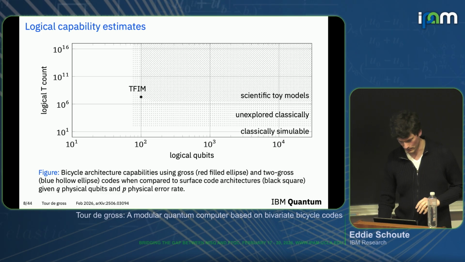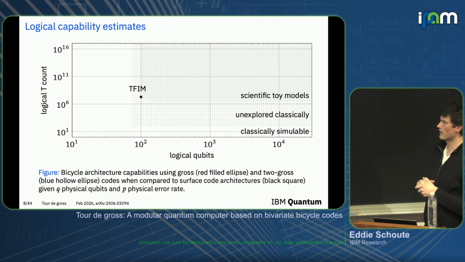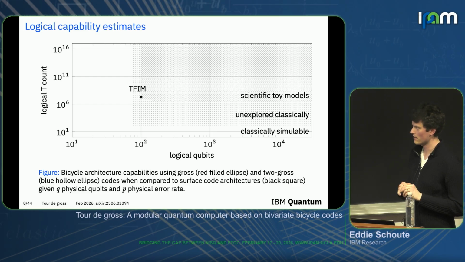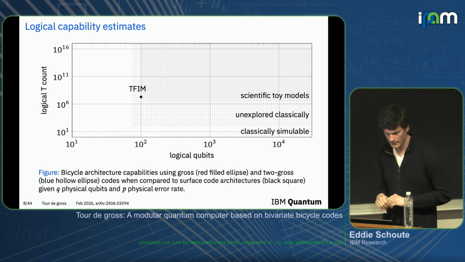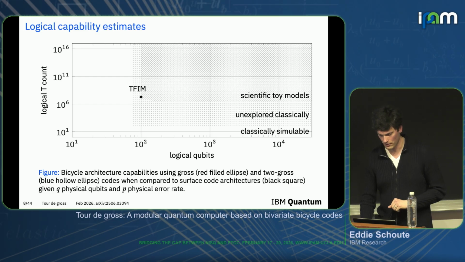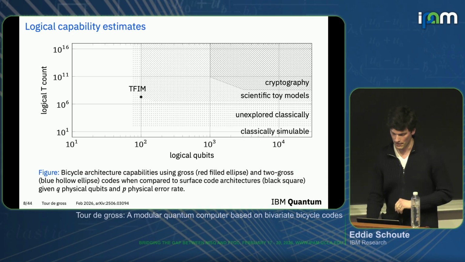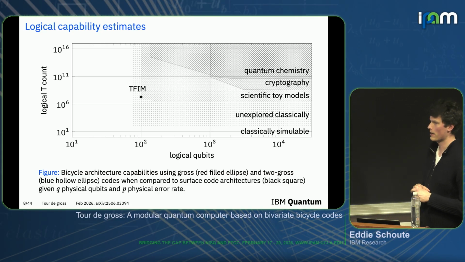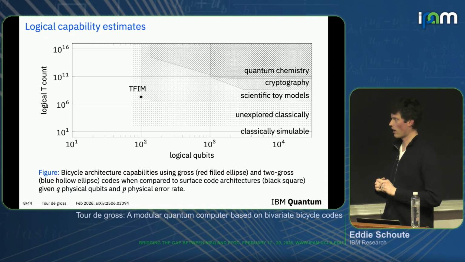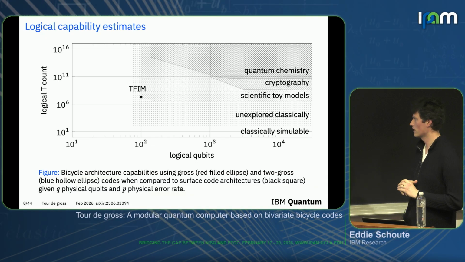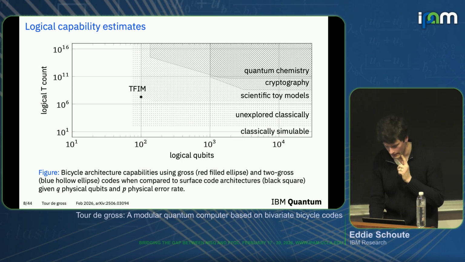Of course, there are special cases, but within that region, we find the scientific toy models. One particular instance is the 2D 10 by 10 transverse field Ising model simulation that we'll look at later. And of course, there are many more such toy models of interest. Then there's the region of cryptography. And finally, we have a region where we can do quantum chemistry. These require fairly large numbers of T-gates, certainly larger than our initial estimates show our capabilities.